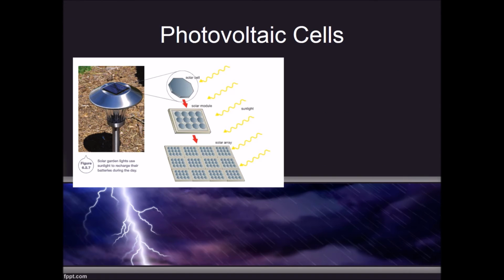Photovoltaic cells, these are the panels that people put on the roof to generate electricity. When the sunlight comes on the roof, the chemicals inside will generate electricity, and that can be collected.